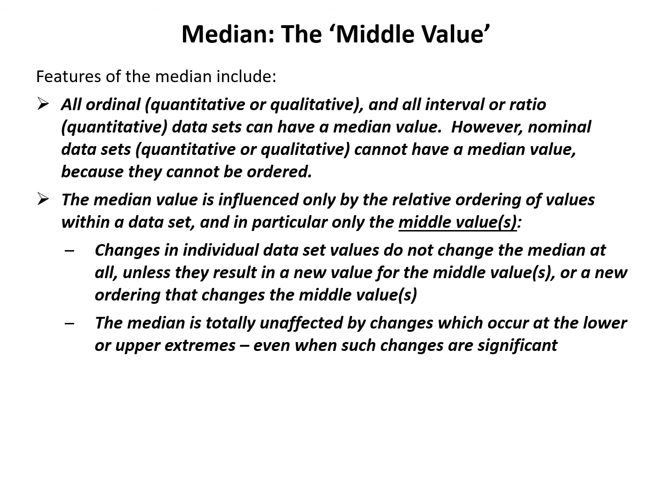The median value is influenced only by the relative ordering of values within a data set, and in particular only the middle value or values. This means that changes in individual data set values do not change the median at all unless they result in a new value for the middle values or a new ordering that changes the middle value or values. The median is totally unaffected by changes which occur at the lower or upper extremes, even when such changes are significant.